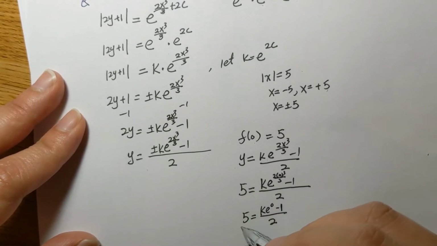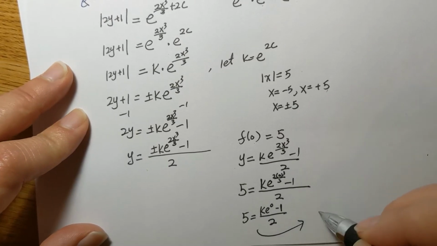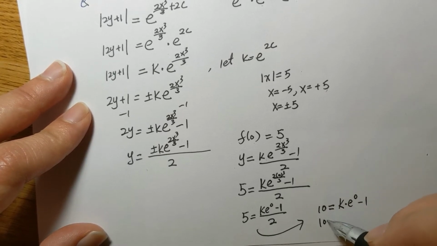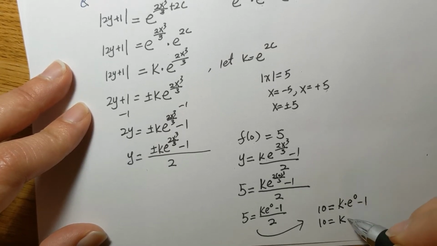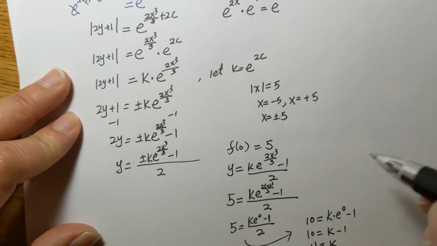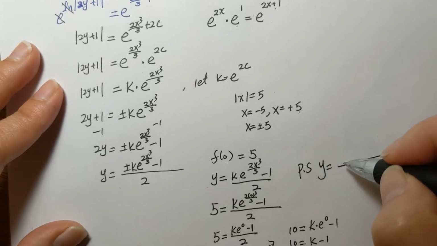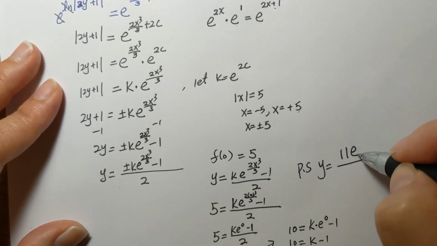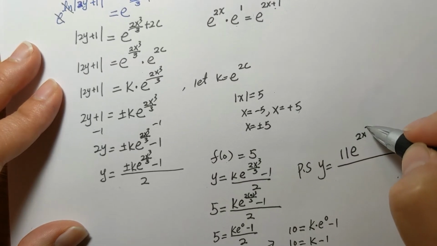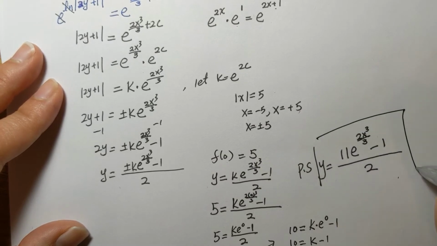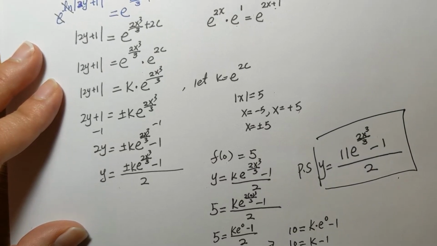Now we're going to multiply. So we got 10 equal to k times e to 0 minus 1. 10 equal to k, because e to 0 is 1, minus 1. So k equal to 11. So my particular solution is y equal, k is 11 right now, 11 e to the 2x to the third power over 3 minus 1 over 2. So that is the particular solution. So we finished question number 1.